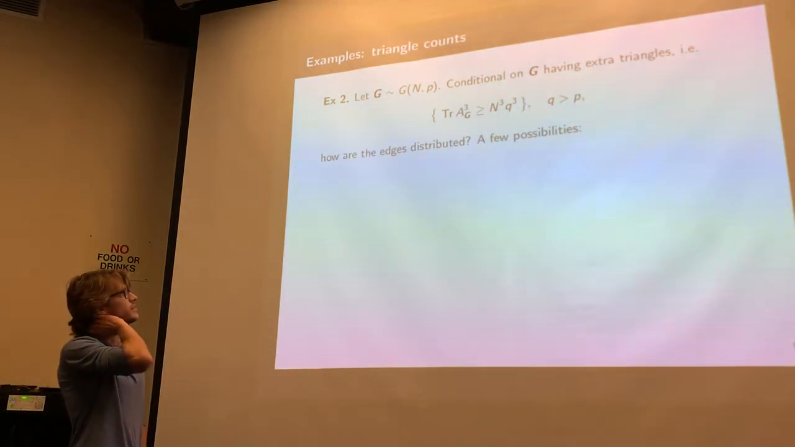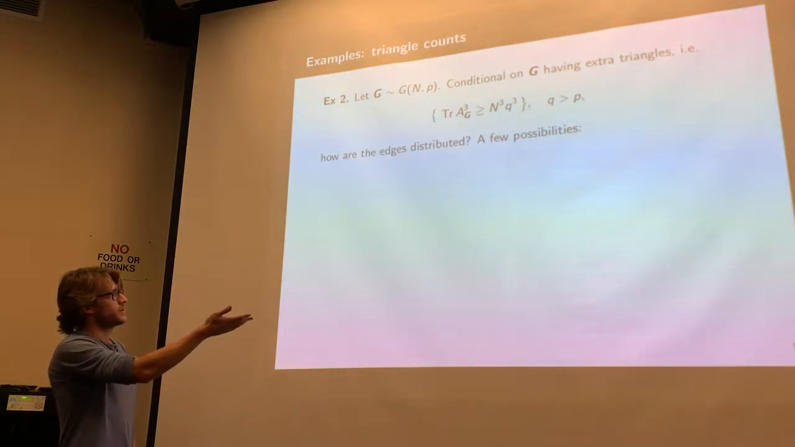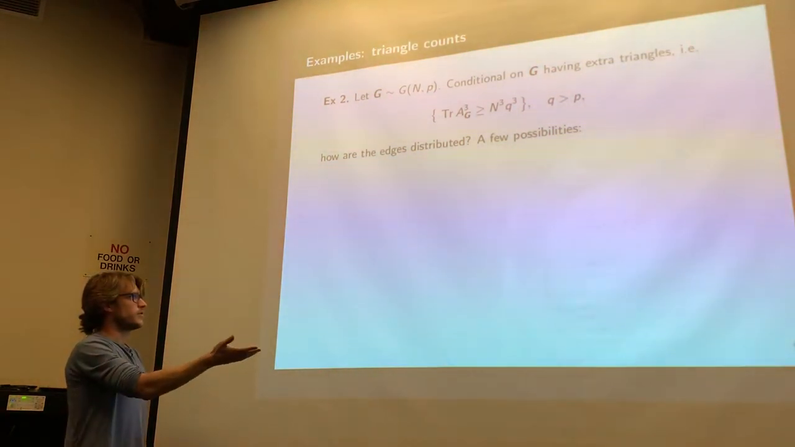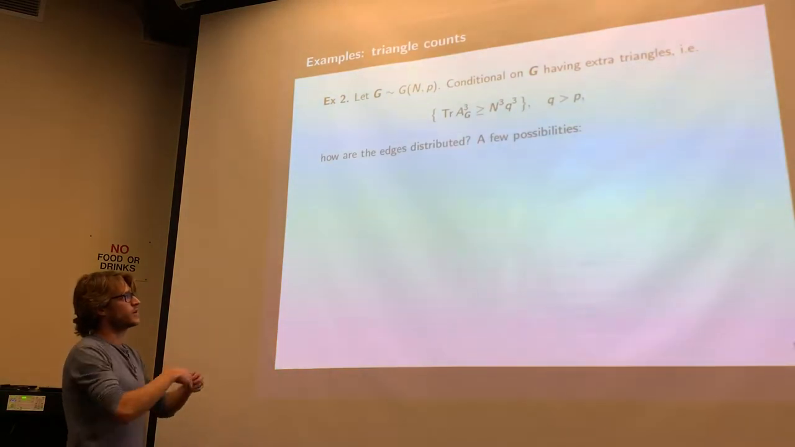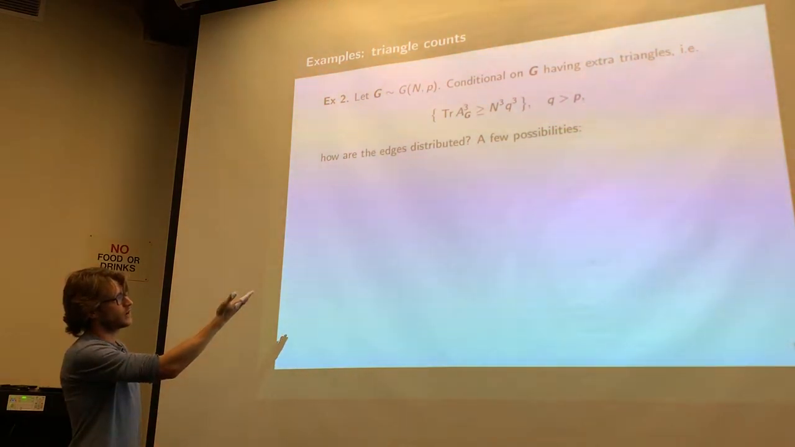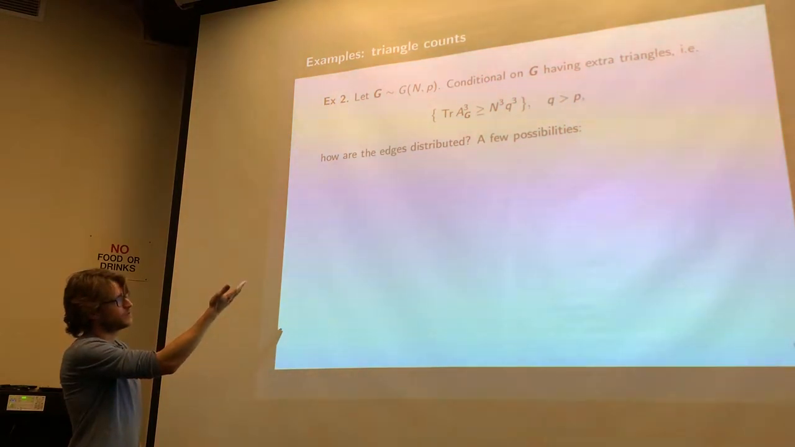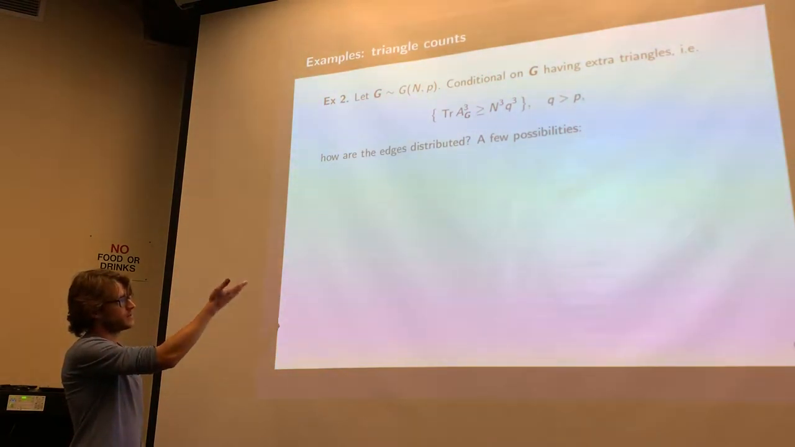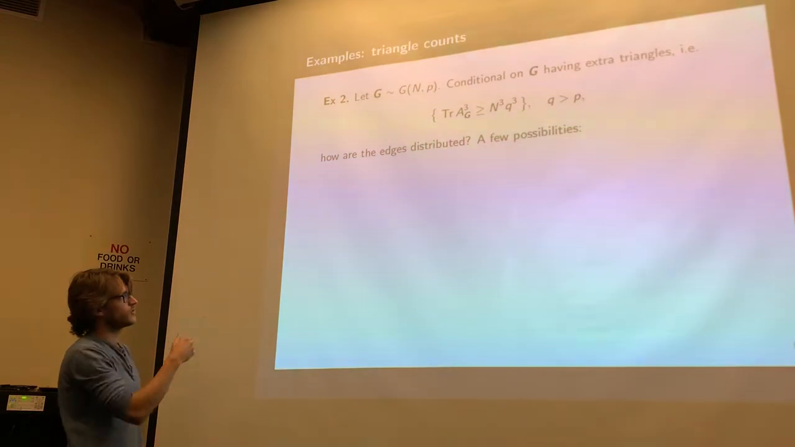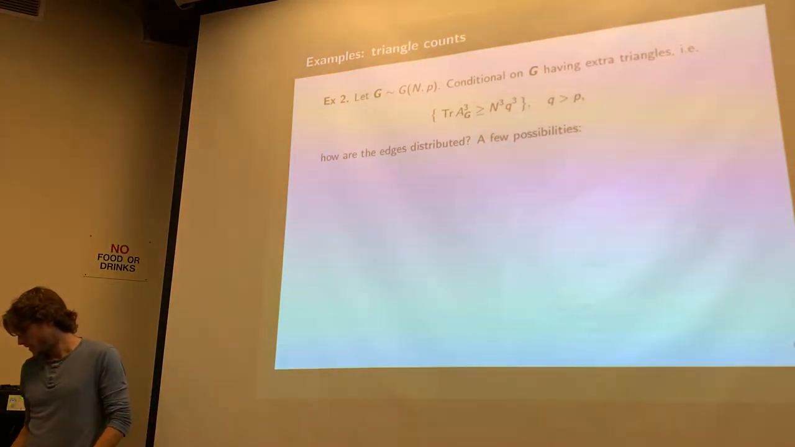Okay. So another example. Back to large deviations, we can consider a ferromagnetic problem of promoting triangles. If we condition on an event that there are extra triangles, so in G(n,p) you'd expect n cubed p cubed, but say you see n cubed q cubed for some q larger than p, then you can ask about how the edges are distributed in this graph.